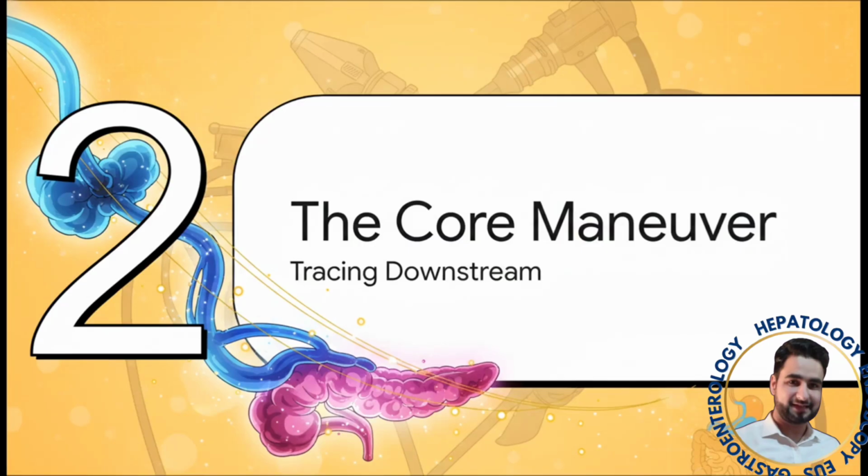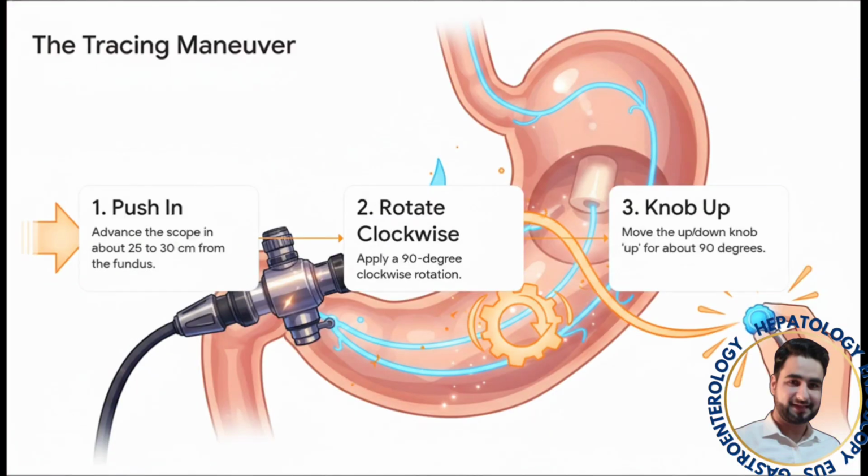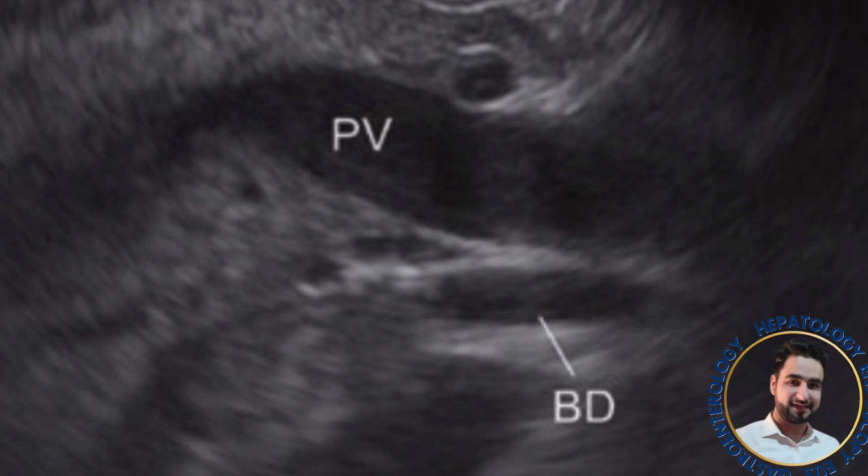All right, let's move on to Section 2. This right here is the heart of the procedure. It's the core maneuver that's going to take you from the hilum all the way down towards the pancreas. Now listen, this is absolutely crucial. These three movements, pushing in, rotating clockwise, and torquing that knob up, are not step 1, step 2, step 3. No, you have to perform them as a single, smooth, combined maneuver. It's like a coordinated dance move that lets the scope slide perfectly along the lesser curve of the stomach, all while keeping that CBD right in your line of sight.